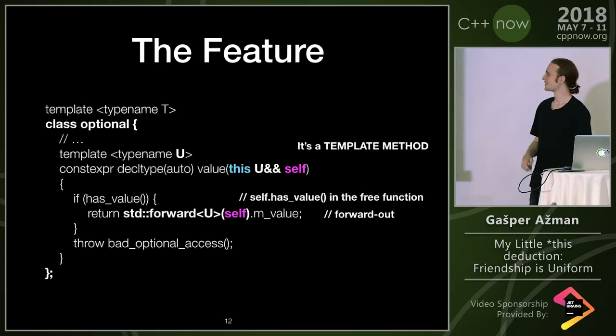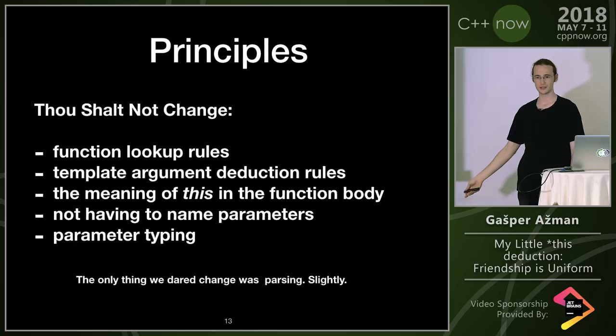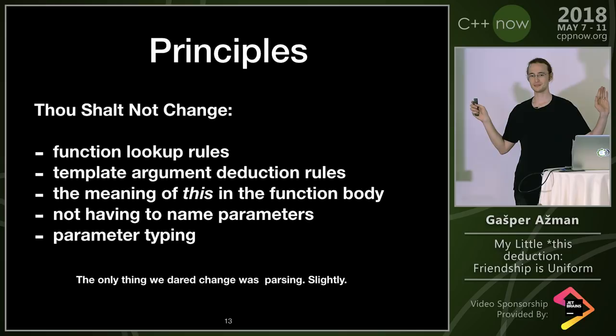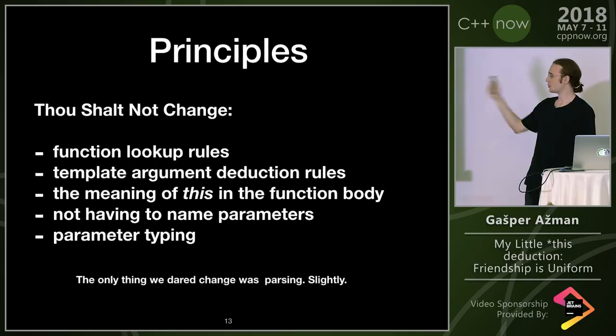All right. So I want to tell you the principles that we used in order to come to this so that you can just outright discard so many possibilities of what could go wrong. So we decided we will not change function lookup rules. They're already too complicated. We will not change lookup rules. We will not change template argument deduction rules at all. We're just gonna take this as a proper parameter and then all the usual rules apply. We will not change the meaning of this inside the function body. That was right off the table.